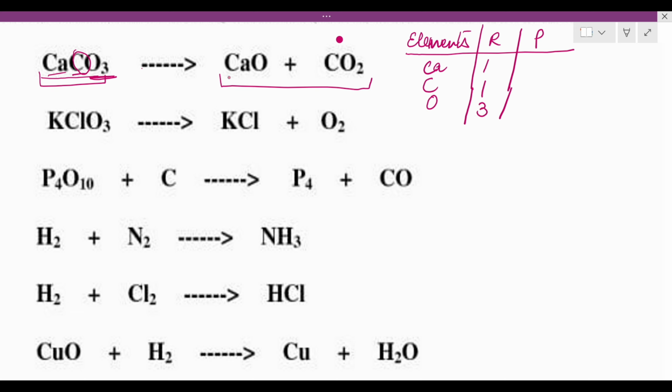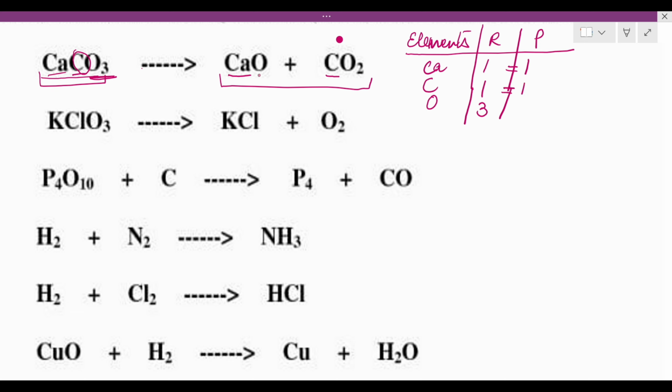Now on the product side, calcium is 1. So we'll write just one calcium. So you can see the reactant side and product side of calcium are equated. Seeing the number of carbon is 1 on the reactant side, we have 1 carbon on the product side. So yes, carbon's number is also equated.